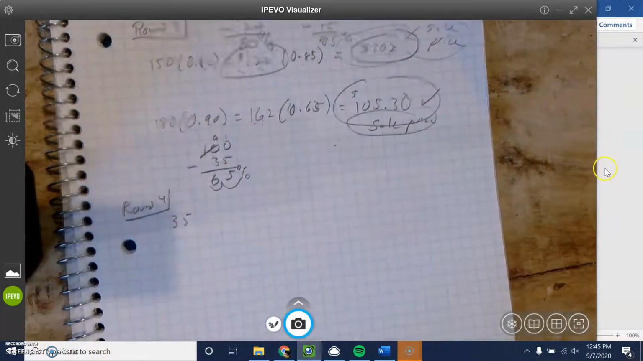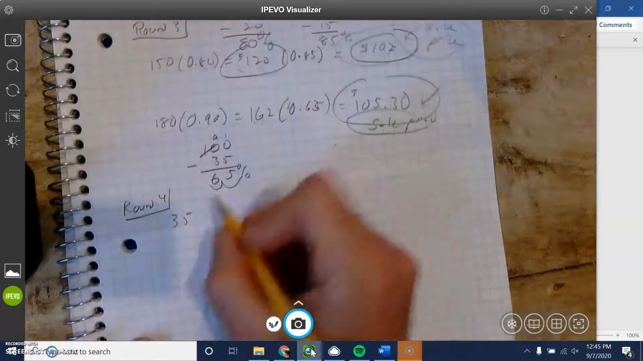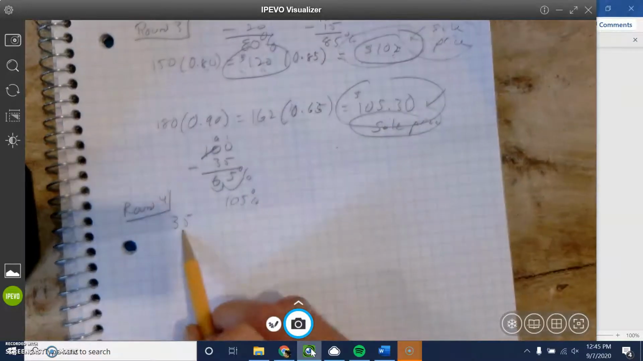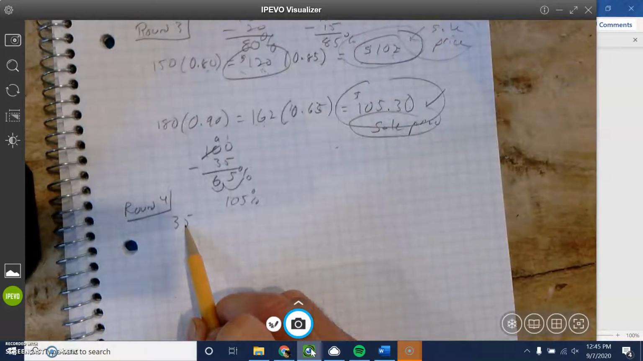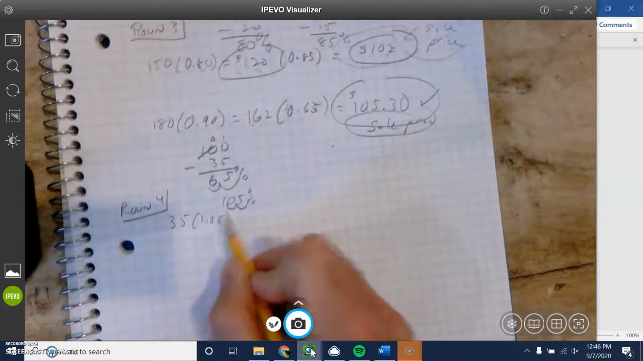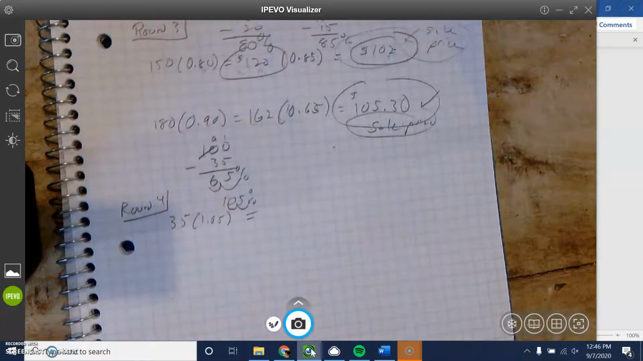The first tip is 5%. So I know it's going to be 100% plus that 5%. So I'm going to pay the whole $35, which is 100%, plus the 5%. So multiply this by 1.05. What am I going to get? Let's see.